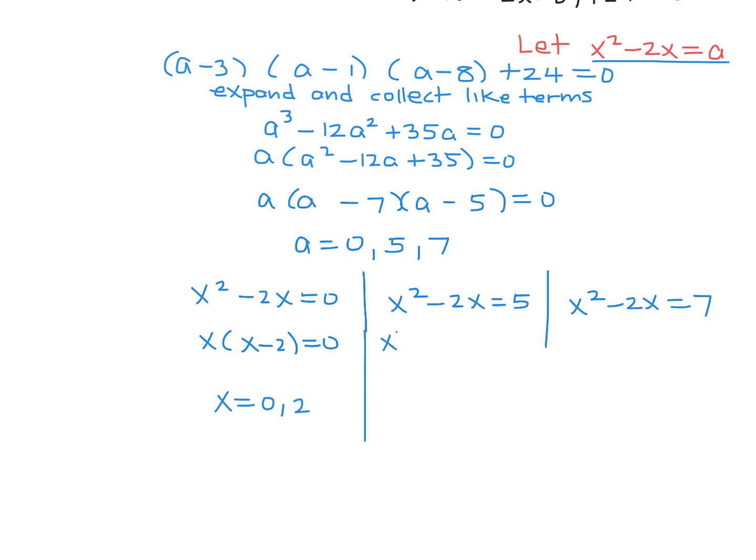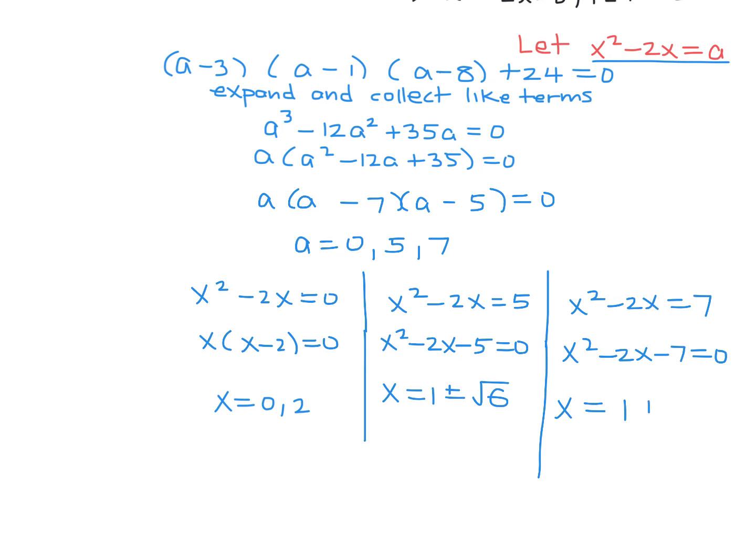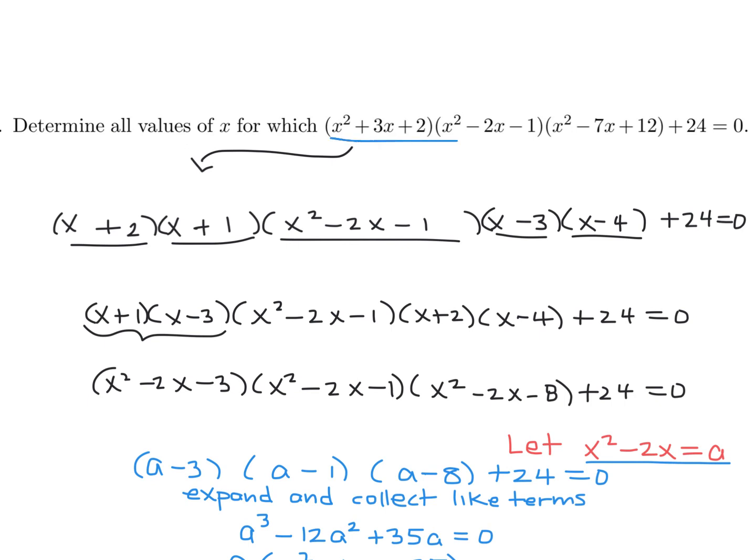The next one, x squared minus 2x minus 5 is equal to 0. And this will involve a quadratic. I will let you do the quadratic. And when you do, you get x is equal to 1 plus or minus root 6. The last one, x squared minus 2x minus 7 is 0. Again, this is going to involve a quadratic. You can do that. And when you do, you will get x is equal to 1 plus or minus the square root of 8. And there you go. Those are the, looks like 6 values of x that satisfy this original equation.